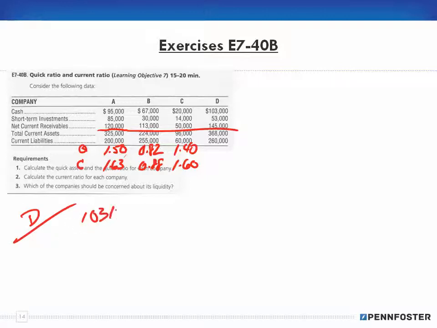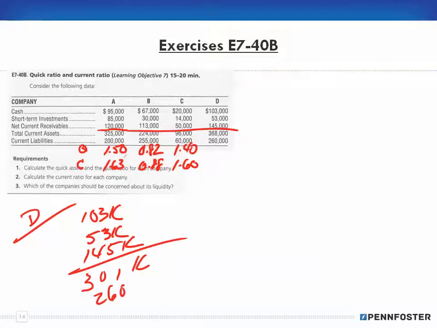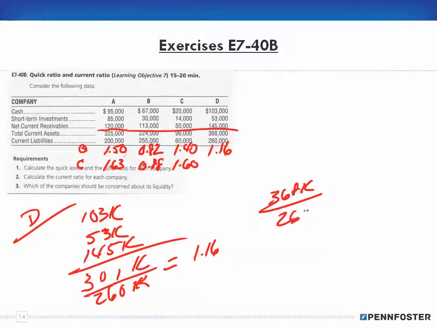So I've got 103, 53, 145. So that's 611, 10, 301, and that's over 260. Divided by 260, so 301,000 divided by 260,000 is 1.16 for my quick ratio, and 368 divided by 260 gives me 1.42 for my current ratio.